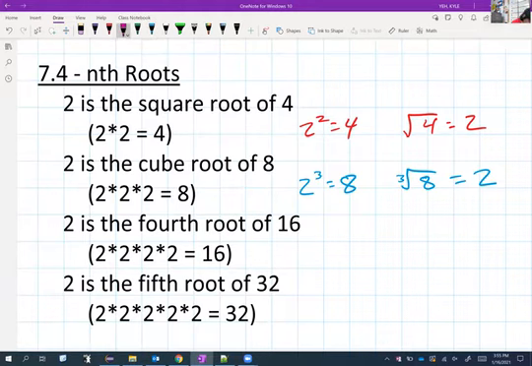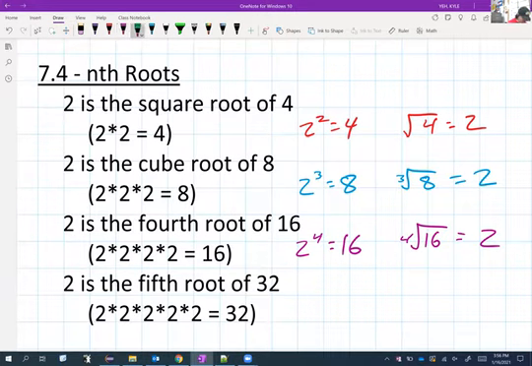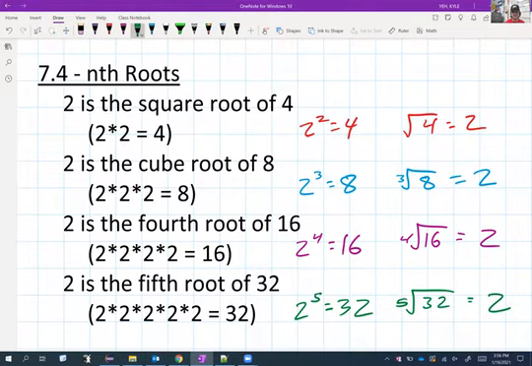Moving right along, 2 is the 4th root of 16. That's because 2 to the 4th power is 16. 2 times 2 times 2 times 2. We could also equivalently say that the 4th root of 16 is 2. What times itself 4 times equals 16? 2. And then last one here, 2 is the 5th root of 32 because 2 times 2 times 2 times 2 times 2, or 2 to the 5th, equals 32. And what is the equivalent fact we could write from that? The 5th root of 32 equals 2.